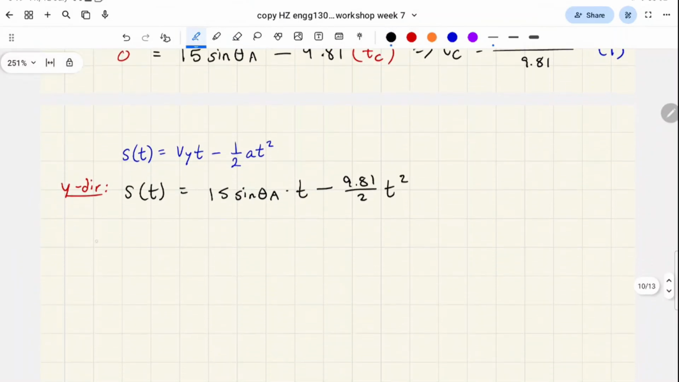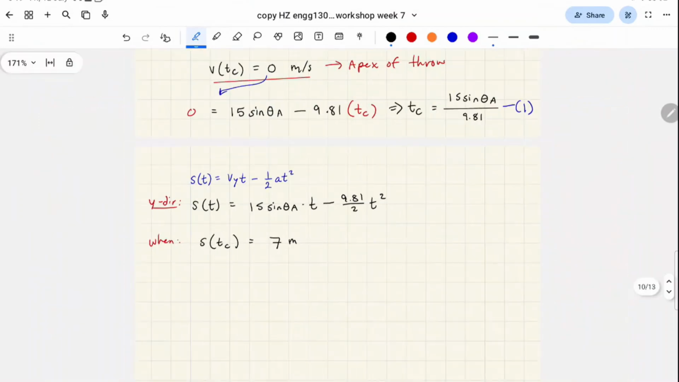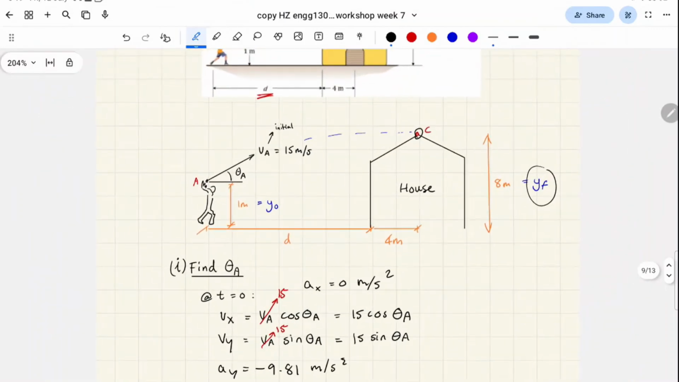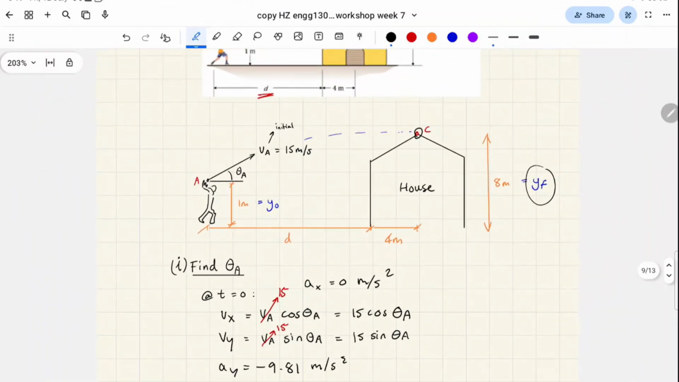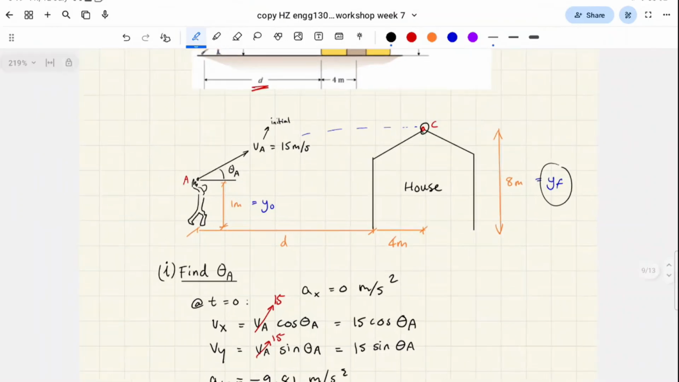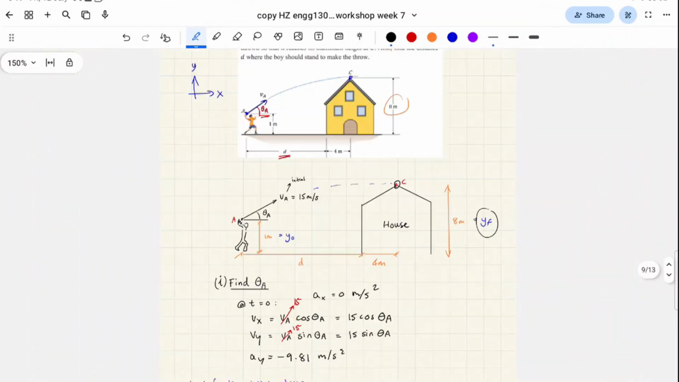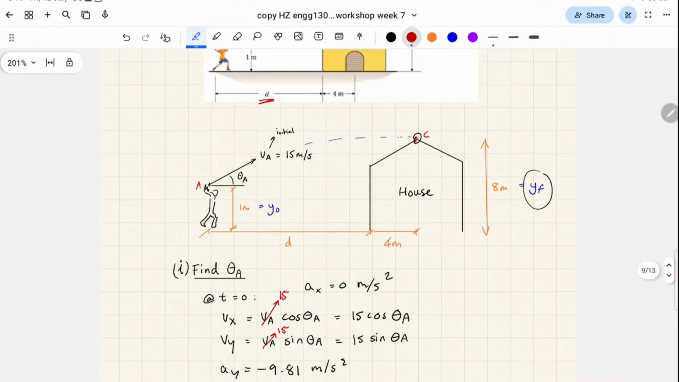Okay, so when you plug in Tc, we know that the displacement is 7 meters. So it's 7 meters above where it started, essentially. It gained a height of 7 meters. You know what I mean?